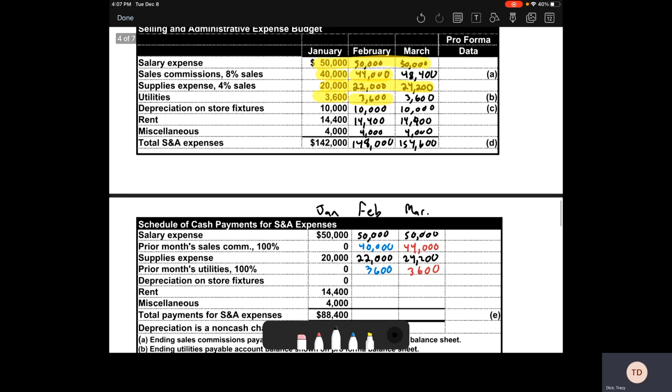Depreciation, even though our store fixtures are depreciating, we don't pay any cash out for that. So that's just going to be 0 all the way across. And then we've got to pay rent every month. And our miscellaneous expenses every month.